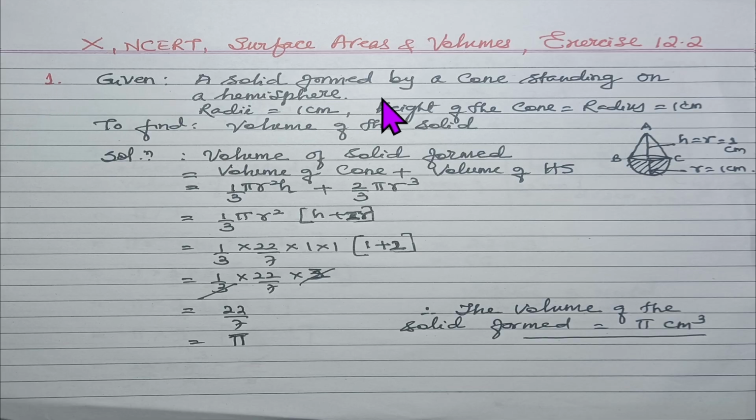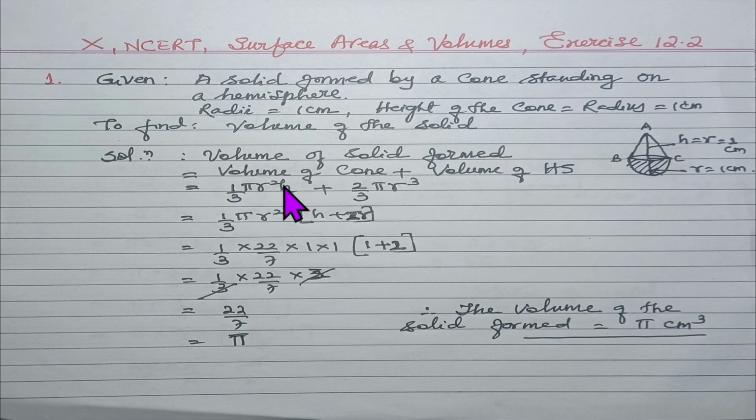Now we are given a solid formed by a cone standing on a hemisphere. So there is a solid formed here. There is a hemisphere and the cone is surmounted on it. The radius of the hemisphere is 1 centimeter and the radius of the cone is also 1 centimeter. The height of the cone is 1 centimeter. So now we have to find the volume of this solid formed.